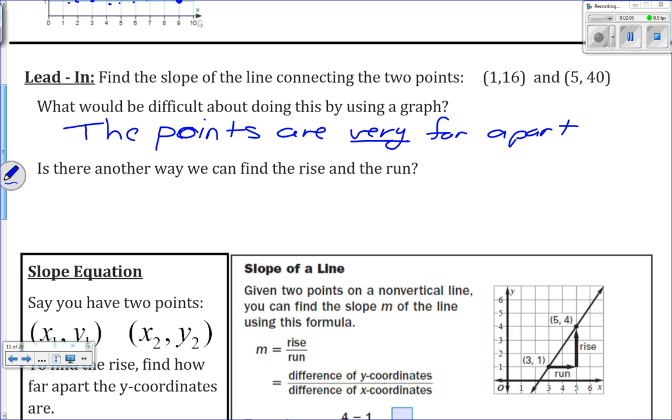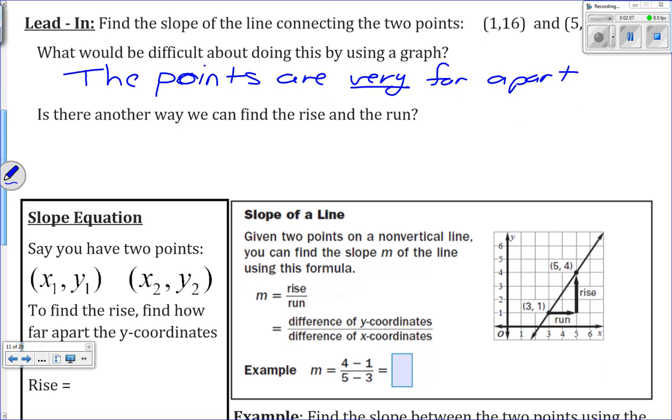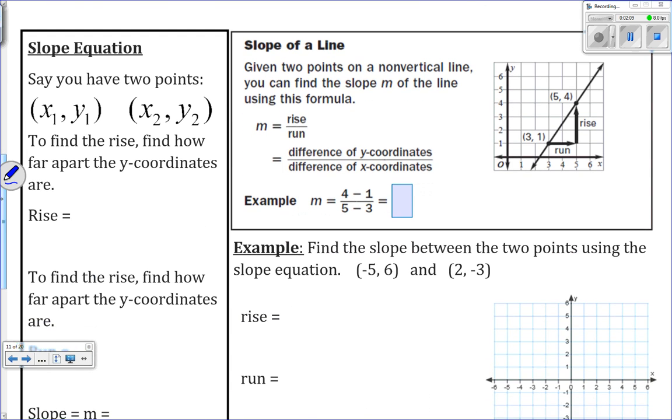So there's another way we can find the rise and run. Let's take a look at this. Let's say you have 2 points. x1, y1 is 1 point. The 1s are just a way to name it. And then x2, y2 is the other point. If I wanted to find the rise, or how far apart the y coordinates are, we are going to take the second one and subtract the first one from it.